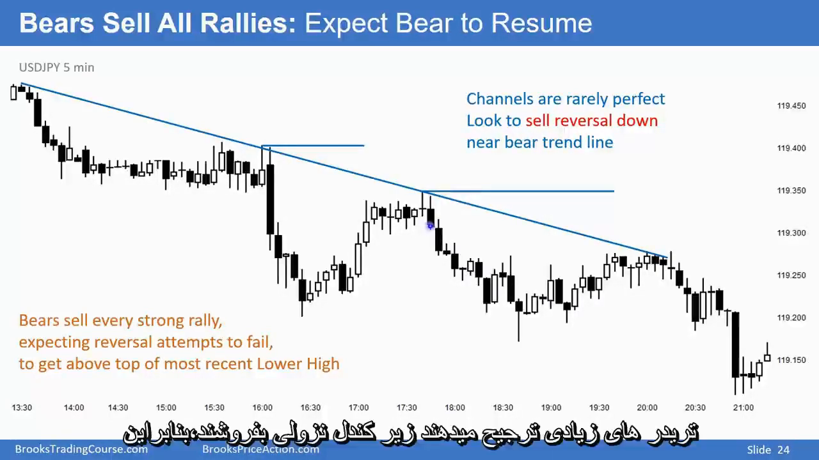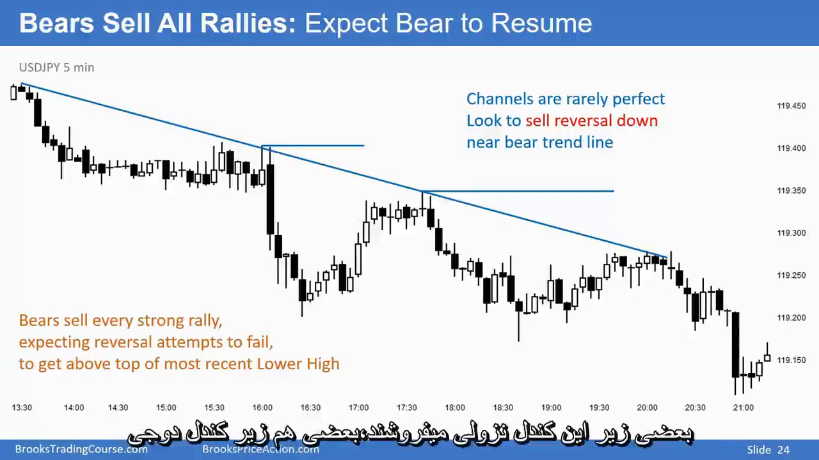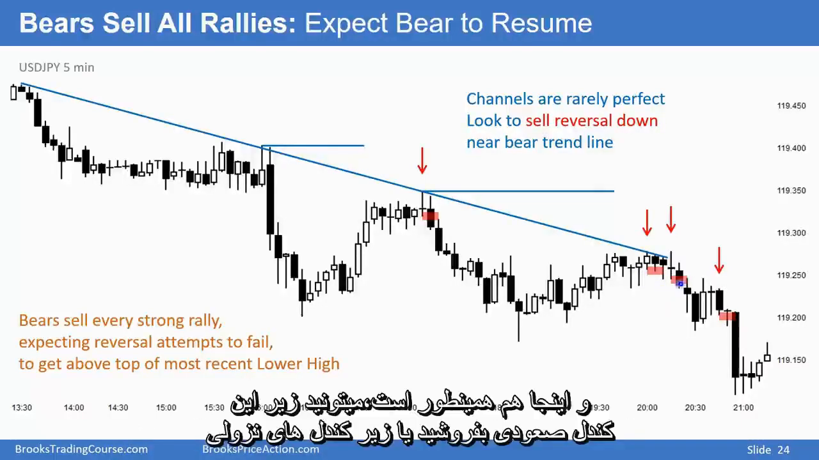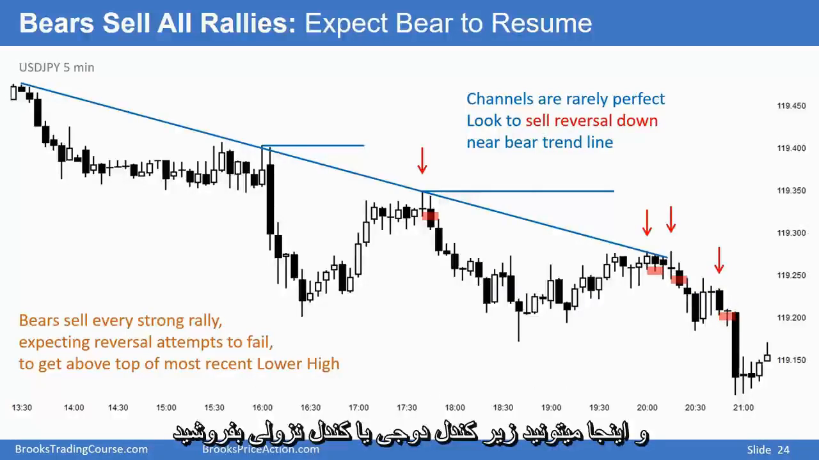A lot of traders prefer to sell below bear bars, so some traders would sell below this bear bar. Others would take the short below this doji bar. And then same over here. You could sell below that bull bar or below the bear bars. And here you could sell below the doji, you could sell below the bear bar.